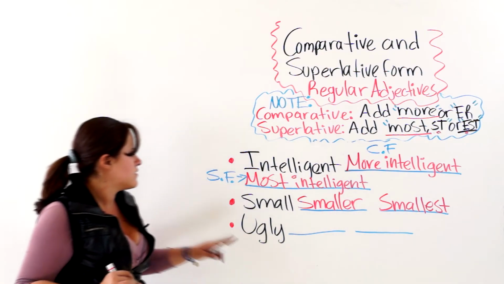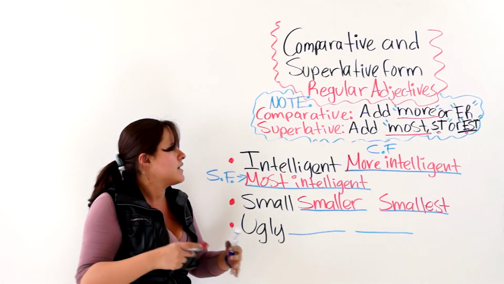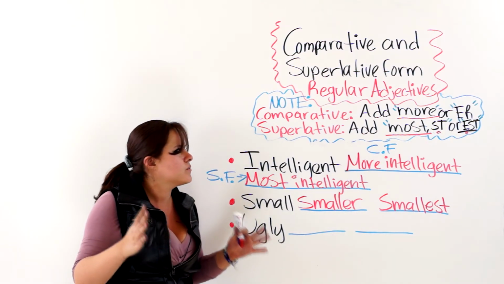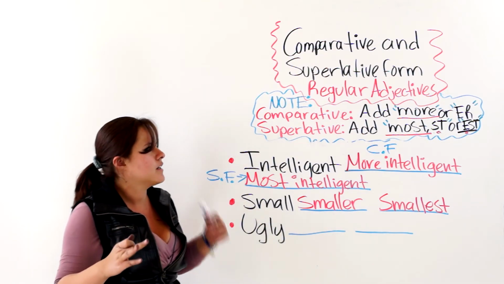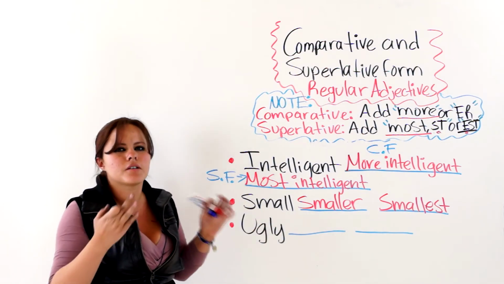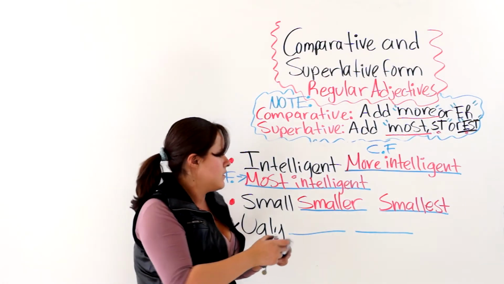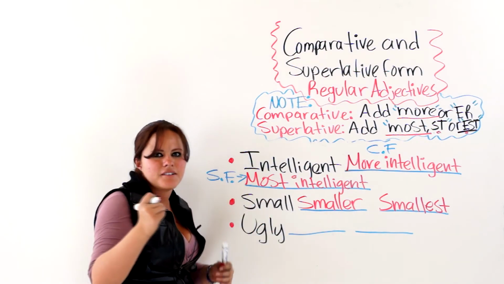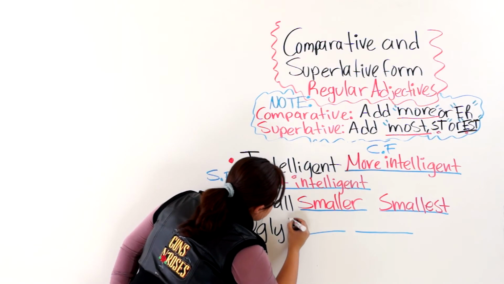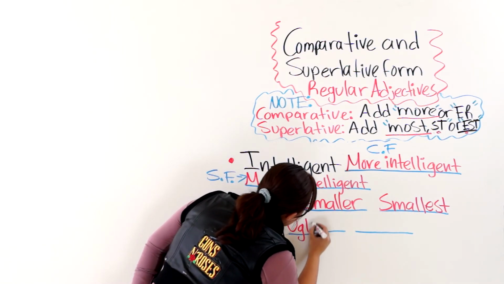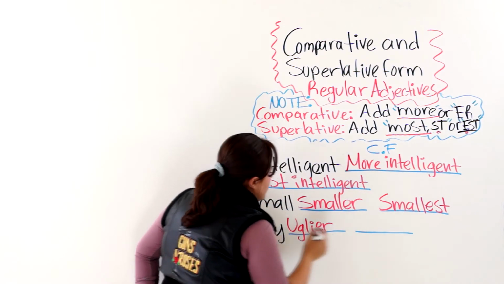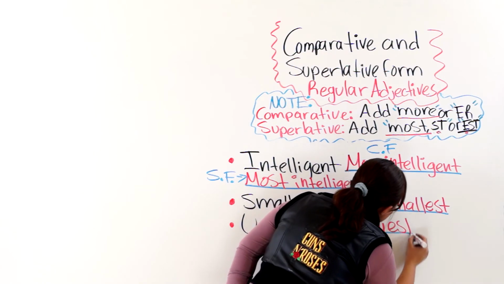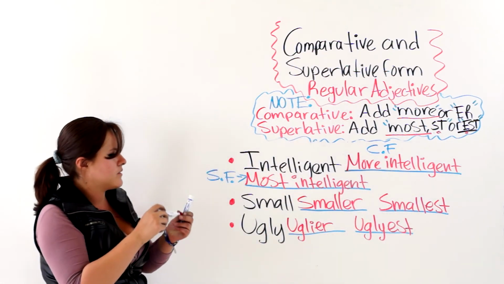And the last one says ugly. That is another adjective. It is a two-syllable adjective, so we know that we do not need to use more and we do not need to use most to make the comparative and superlative form. So we need ER and EST, right? So ugly, uglier, ugliest. Now tell me which is the correct way to spell this.